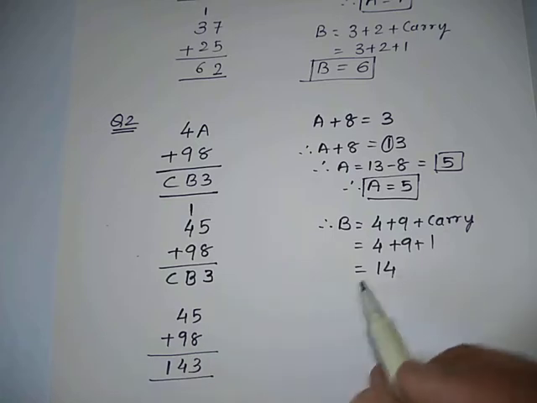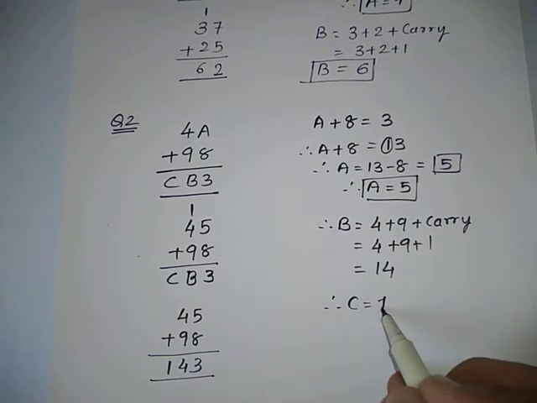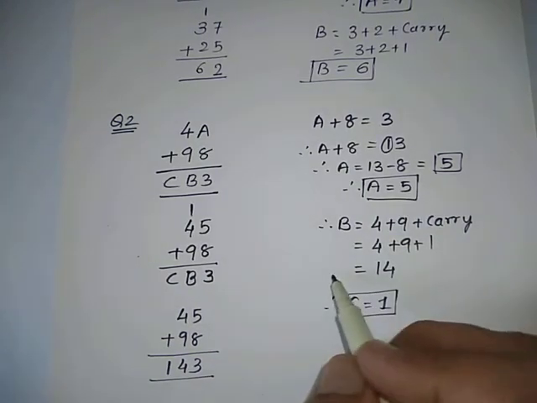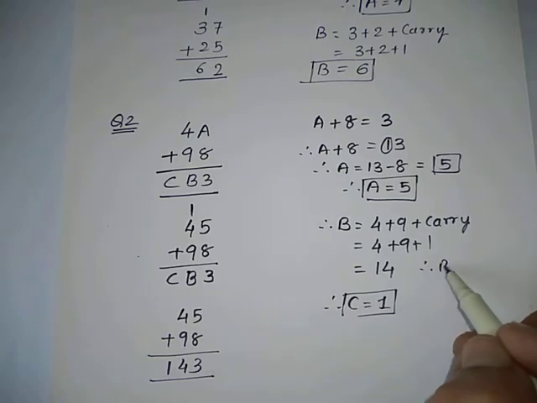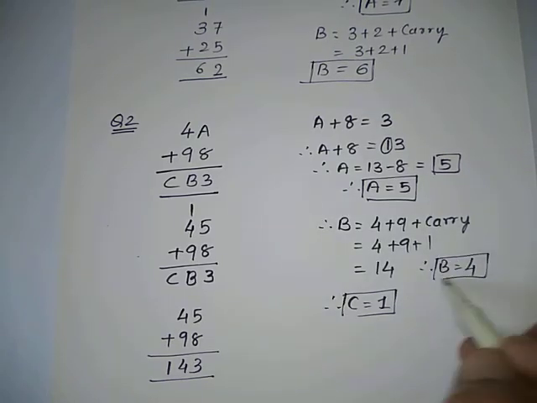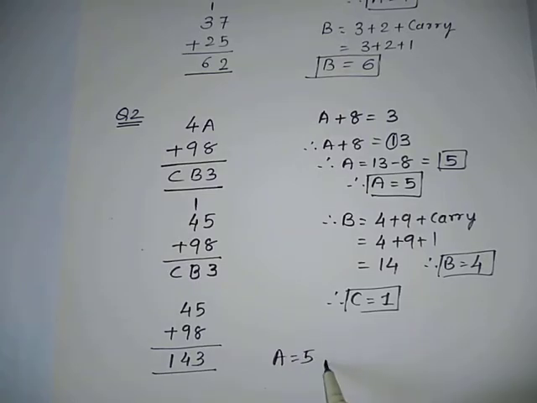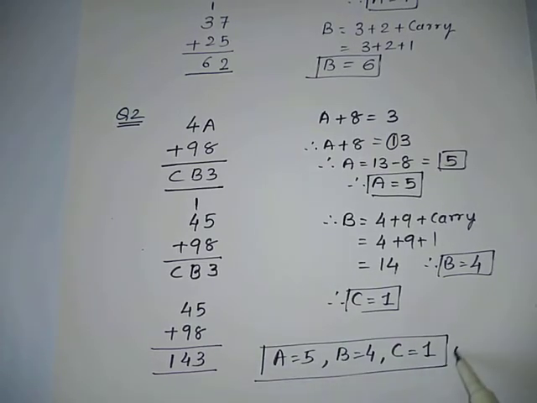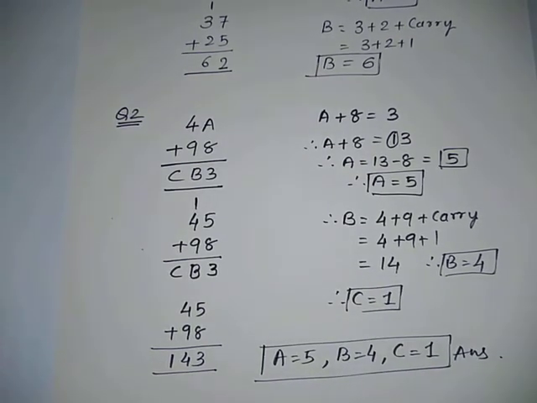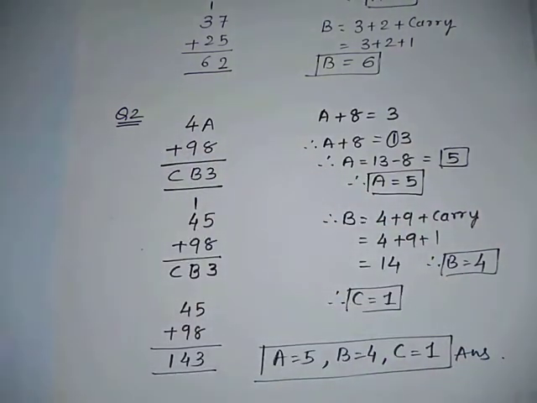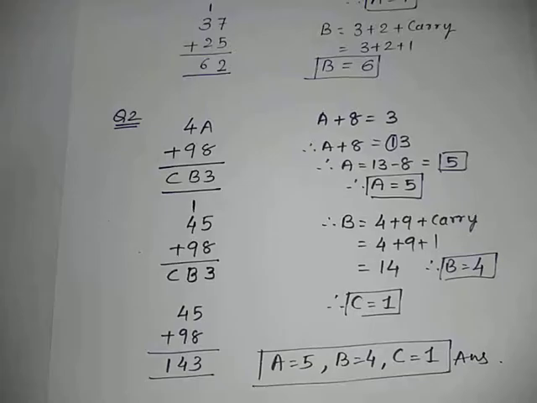And the value of C is equal to 1. Value of B is equal to 4. So we can write like this: A is equal to 5, B is equal to 4 and C is equal to 1 as the answer. Find the value of these letters. We proceed for the third one.